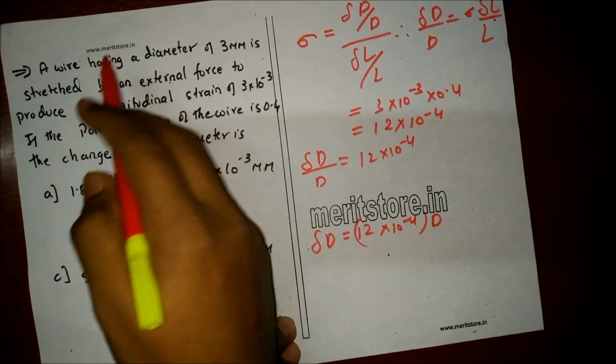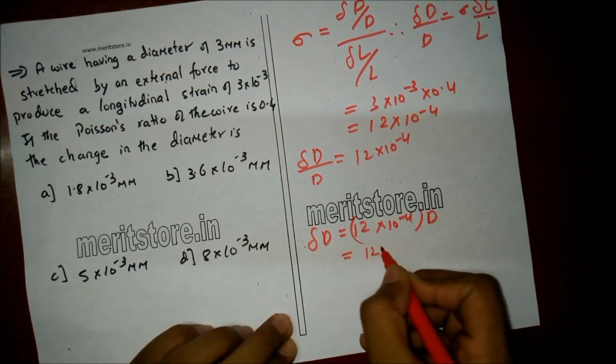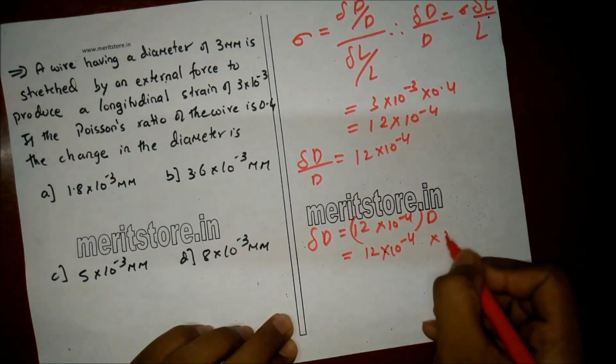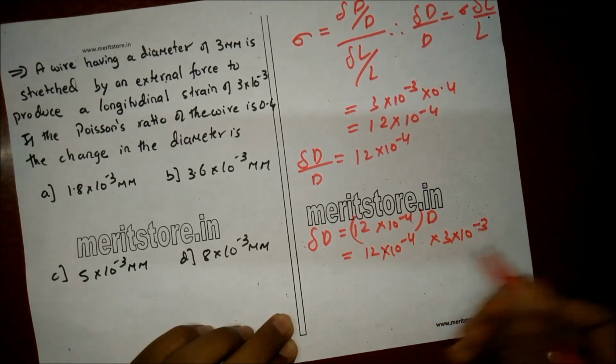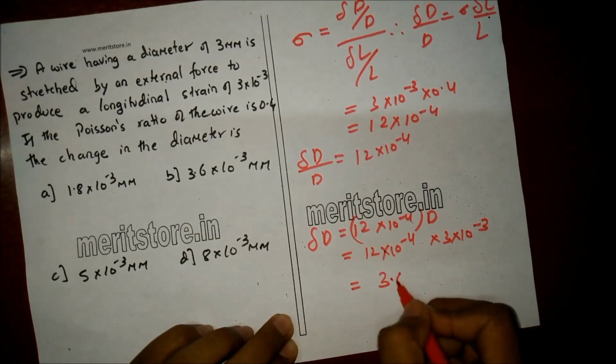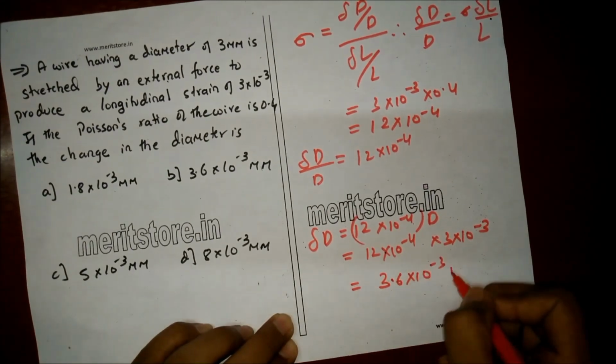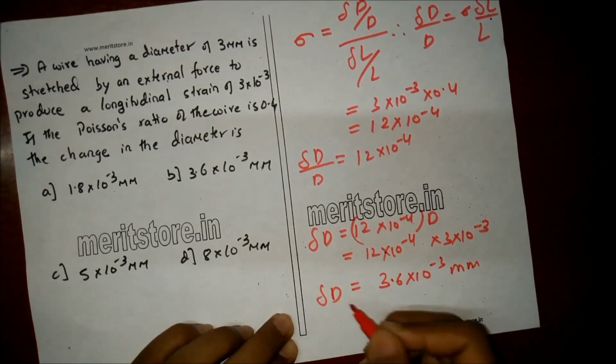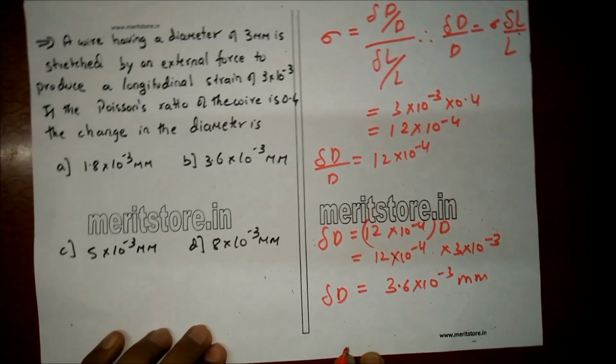Now the diameter of the wire is given as 3 millimeters, which is equal to 12 into 10 raised to minus 4 into 3 into 10 raised to minus 3. On calculating, we'll get the answer as 3.6 into 10 raised to minus 3 millimeters. Therefore, here the correct answer is option B.